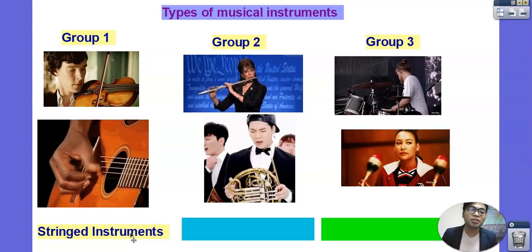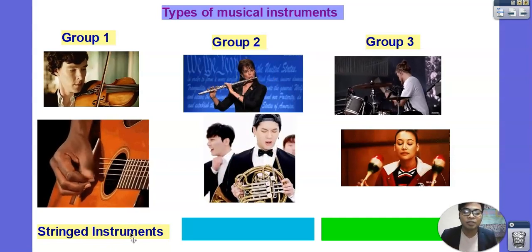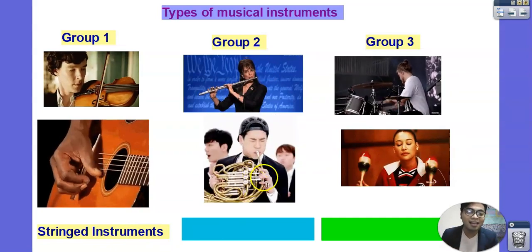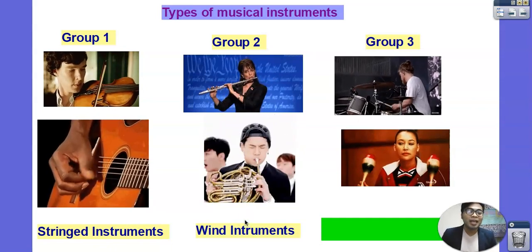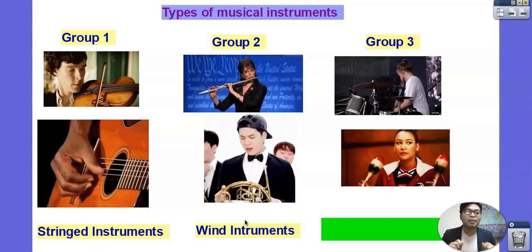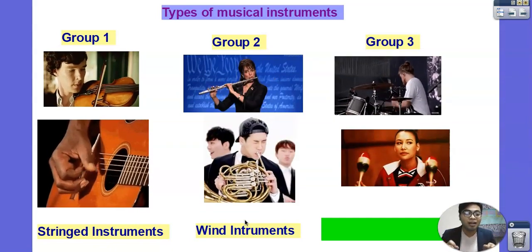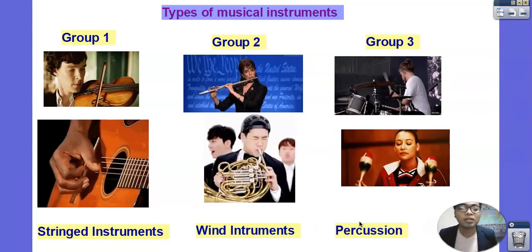On group number 2, since we blow it, we use air to play it. So I grouped them together, and thus the name of these instruments is the wind instruments. And for group number 3, since you need to tap on it or strike it, I grouped them together, and this one is called the percussion.